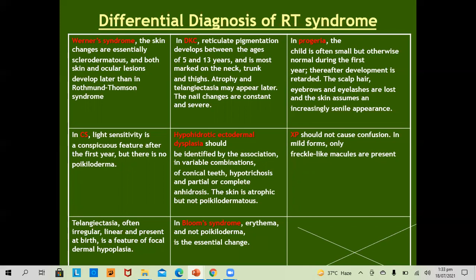In xeroderma pigmentosum, only in the mild form, there is only freckle-like or lentigo-like macular pigmentation. Again, no poikiloderma. In Bloom syndrome, there is erythema, but not poikiloderma. The telangiectasias, irregular and linear, are present at birth and are a feature of focal dermal hypoplasia, but in focal dermal hypoplasia there is no poikiloderma.